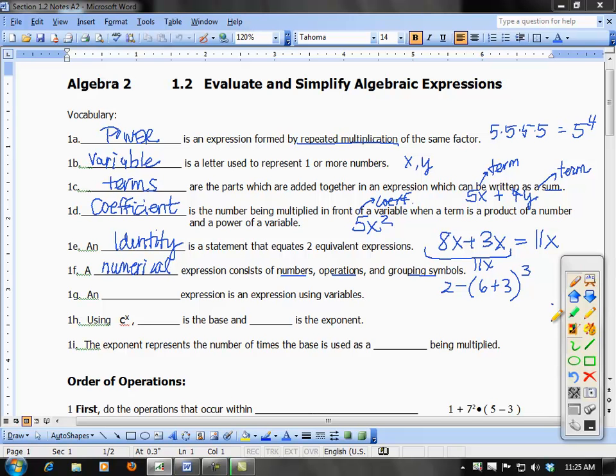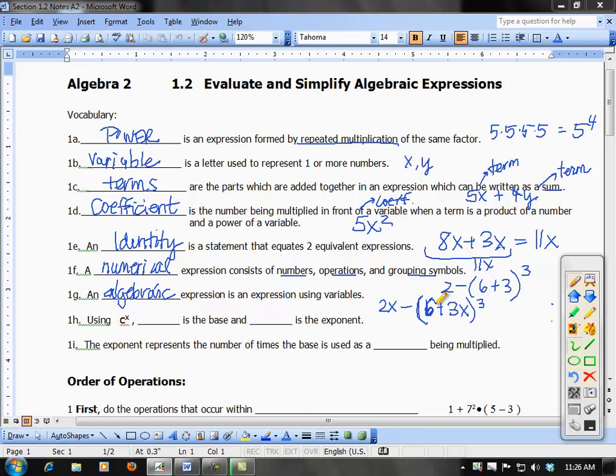So to contrast that, an algebraic expression is something that has a variable in it. So let me modify this. What if I said 2x minus 6 plus 3x cubed? And you'll notice all I had to do is add a variable. All I had to do is add a variable in order to make it algebraic. Okay?